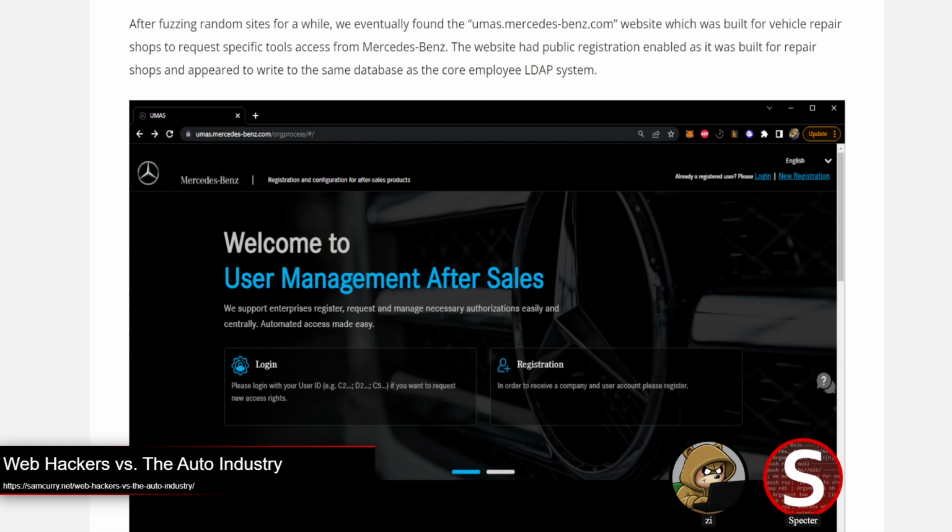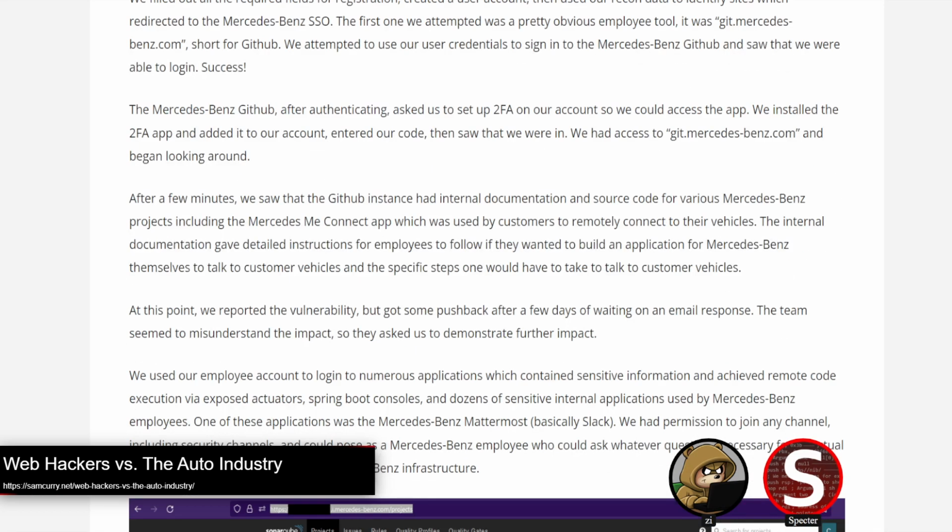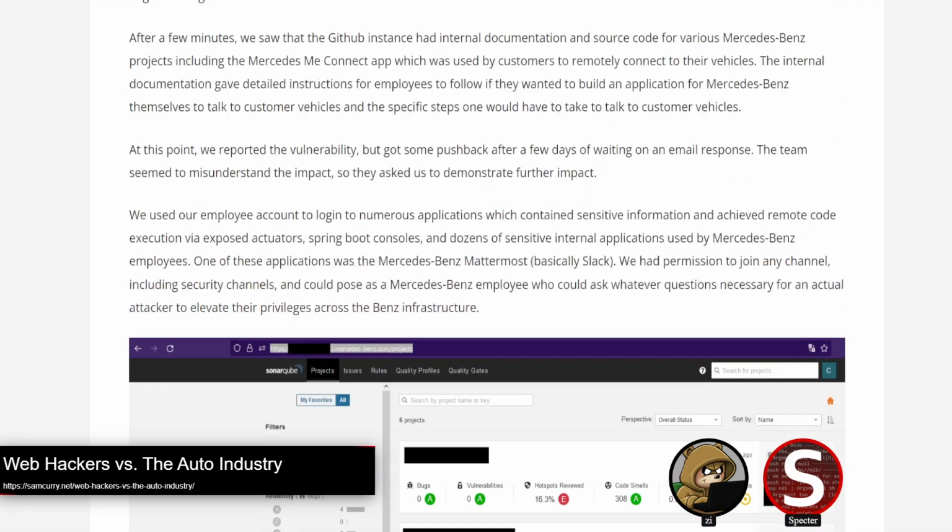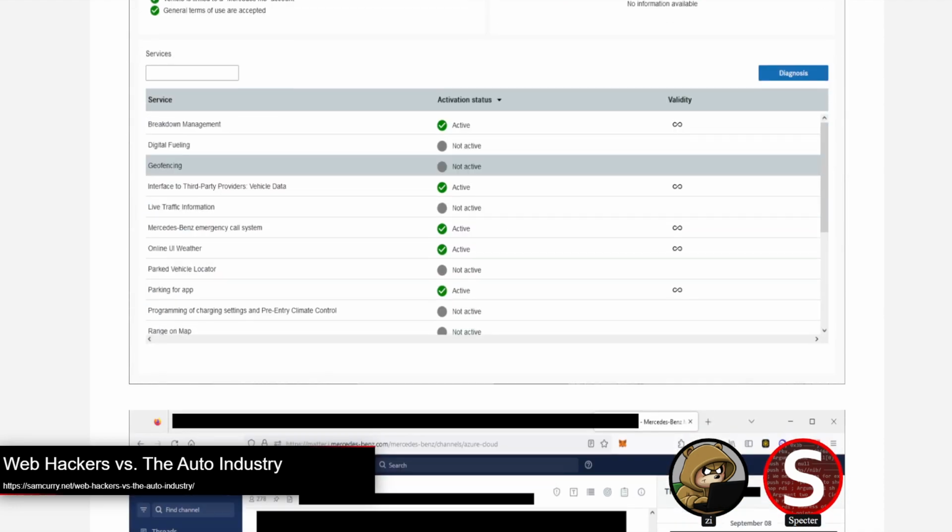After setting up 2FA, they were able to log into the GitHub instance, which had a bunch of internal docs and source code for their projects. They were also able to get code execution by getting access to tooling with things like Spring Boot consoles and such. They don't really elaborate on that too much. But it's all the DevOps infrastructure, so it totally makes sense you can get code execution. Jenkins, they had AWS and cloud compute control panels in there.